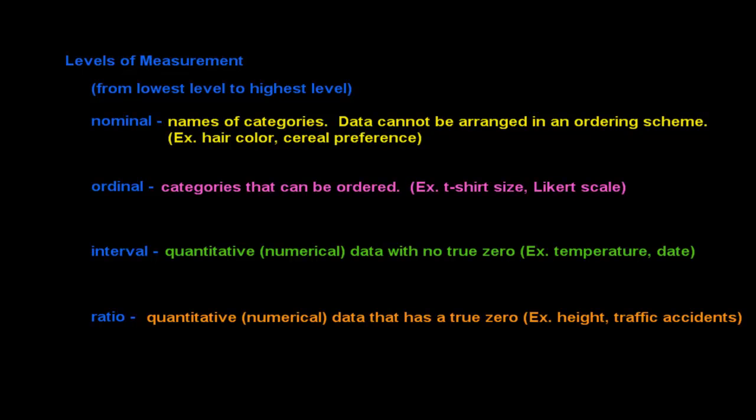So levels of measurement from lowest level: the names of things, ordered categories, basically temperature, which is a number but has no true zero, and then all the other numbers we'll be dealing with in our statistical analysis.